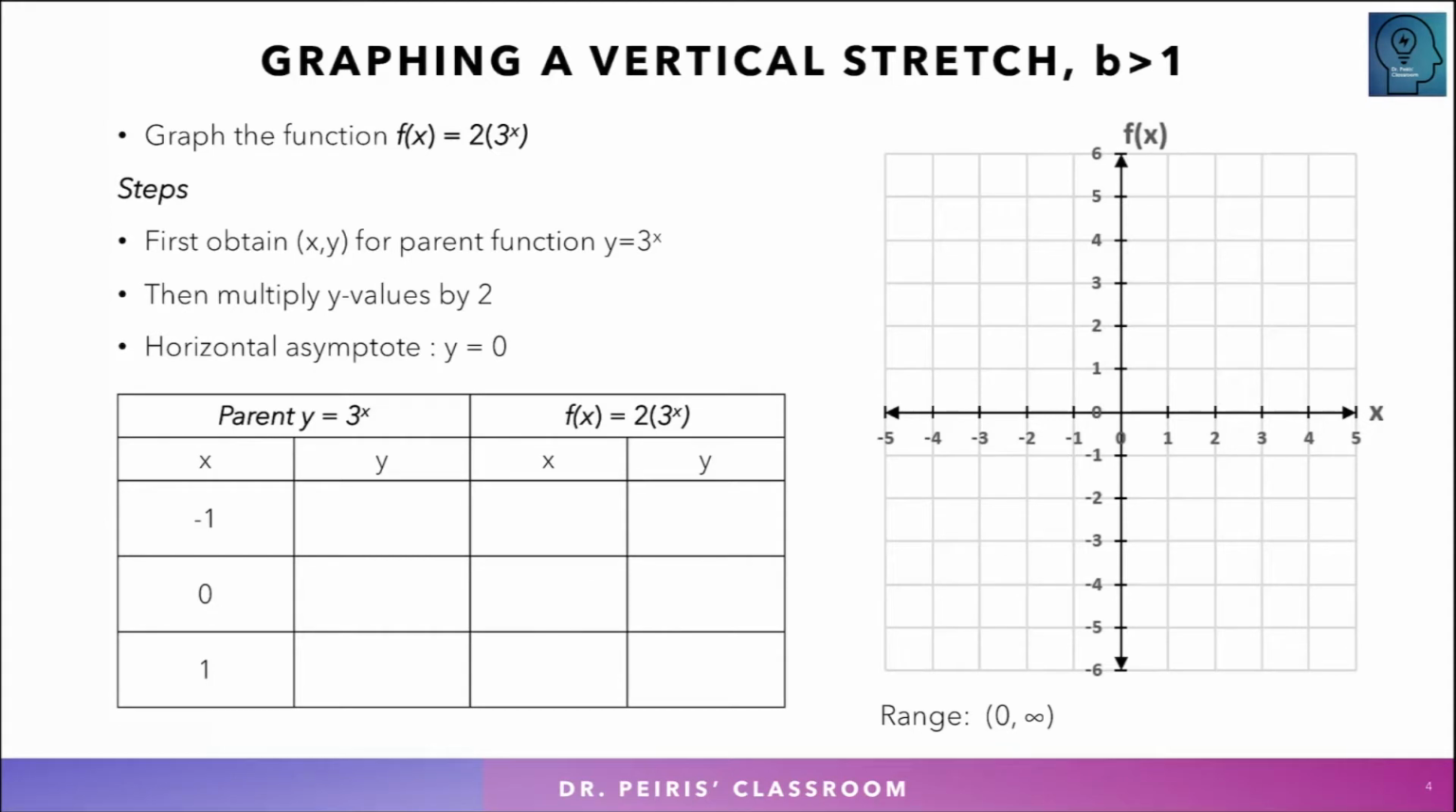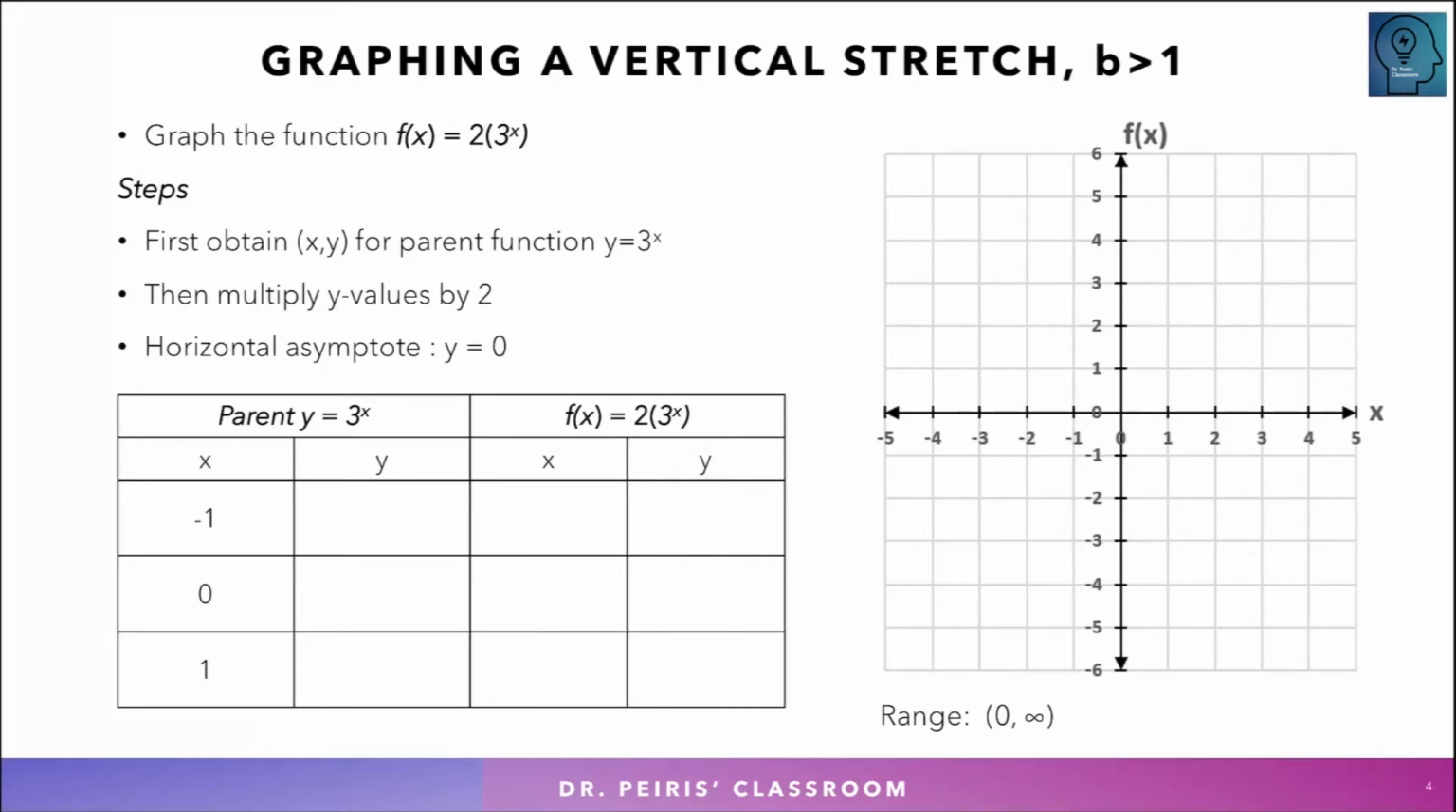So first I'm going to show you a vertical stretch when the b is greater than 1. So what is the value of the b here? b is 3 and the vertical stretch is 2. So the first thing we are going to do is obtain the coordinates for the parent function. So the parent function is y equals 3 to the x. So let's obtain the parent function.